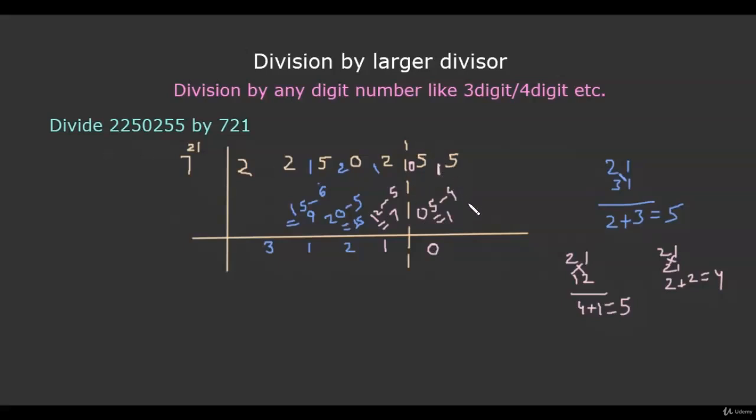So now 15 is the next dividend number, and from here we will subtract the product of 21 and 10. Now 2 into 0 is 0 and 1 into 1 is 1. So 1. So from 15 if we subtract 1, we get 14. And 7 can divide 14 two times, leaving no remainder. So the answer is 3121.02. So this is how we can divide by a 3 digit number.